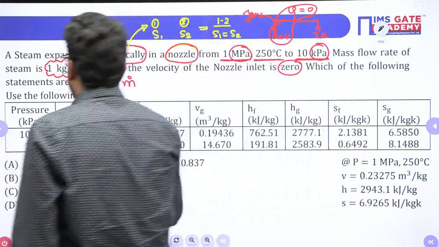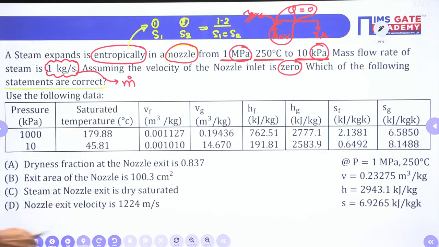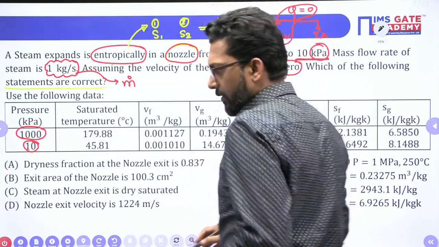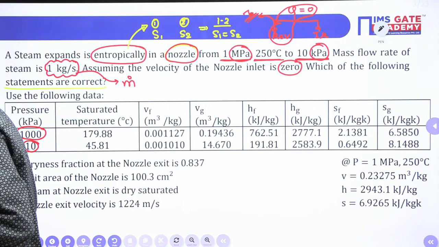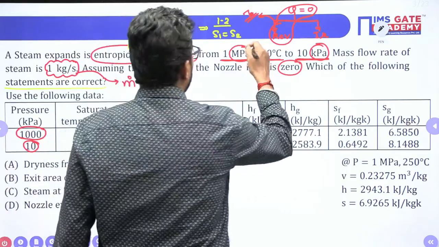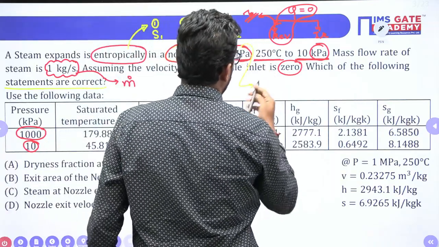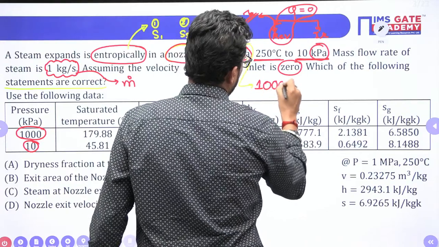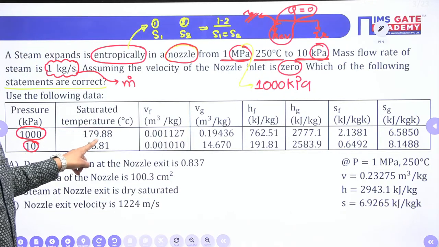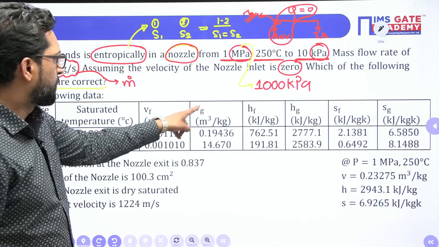Which of the following statements is correct? See, the data is given. Pressure is given as 1000 kilopascal and 10 kilopascal. The 1 is in megapascal, so if you write it in kilopascal, this is 1000 kilopascal, and then the other pressure. Saturated temperature is given, T sat. Specific volume is given, specific volume of the fluid.